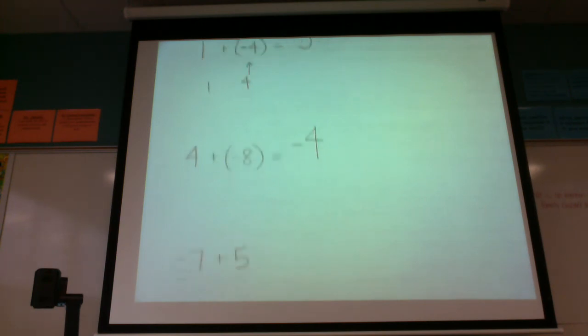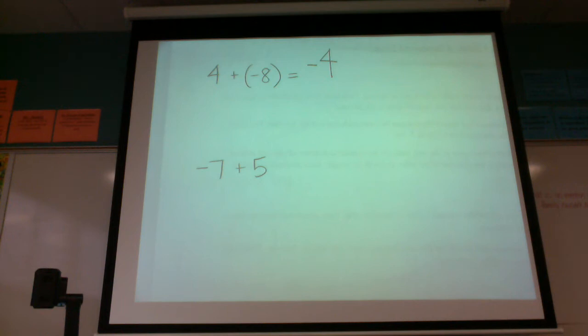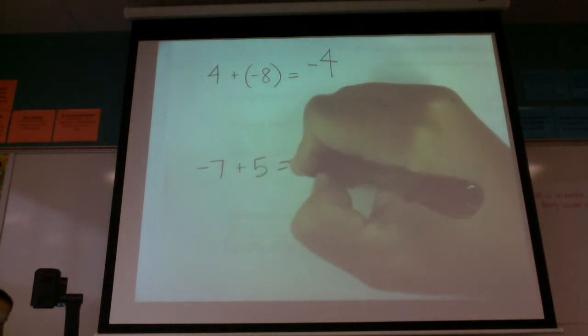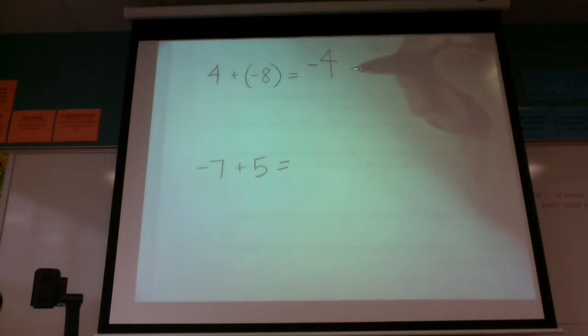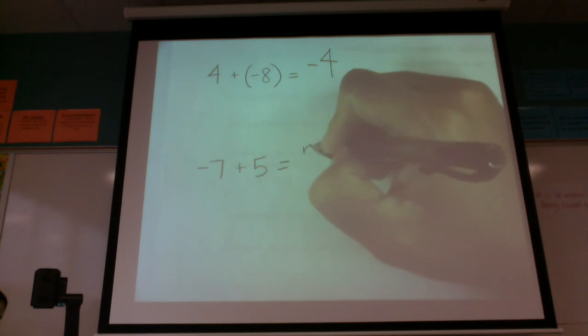One more there. Negative 7 plus 5. This time, think about it's negative 7 degrees out. The temperature is going to go up 5 degrees. Who's going to win that battle? Okay, that negative number. Negative 7 degrees increases 5. It's going to be negative 2.